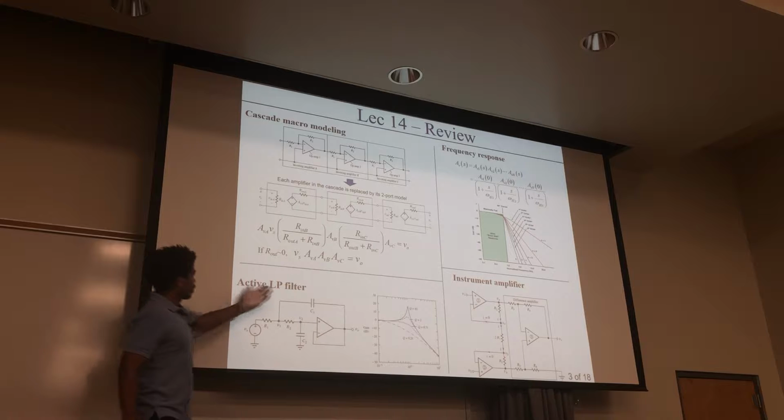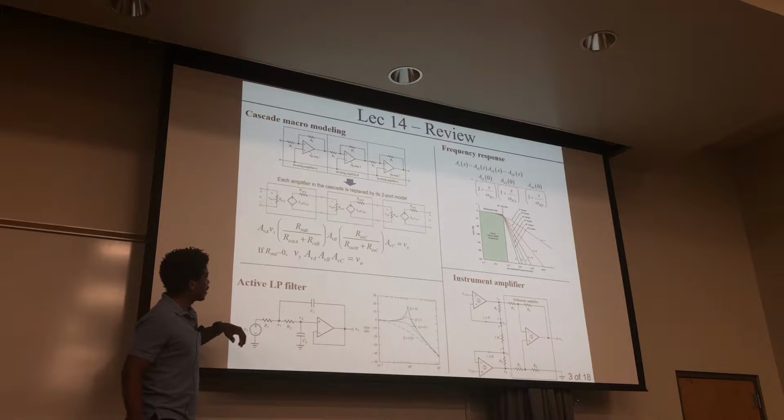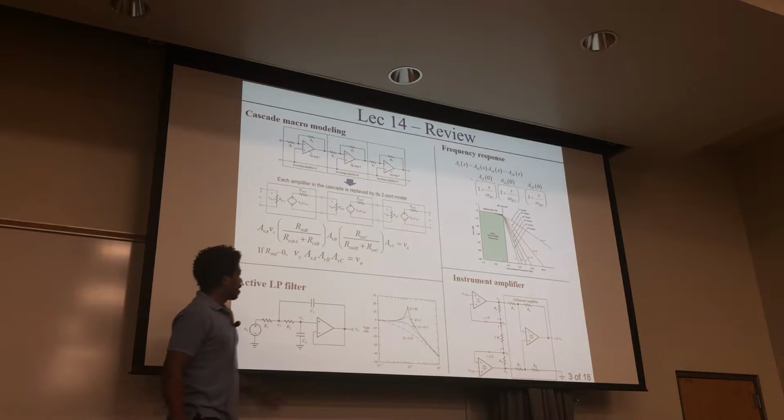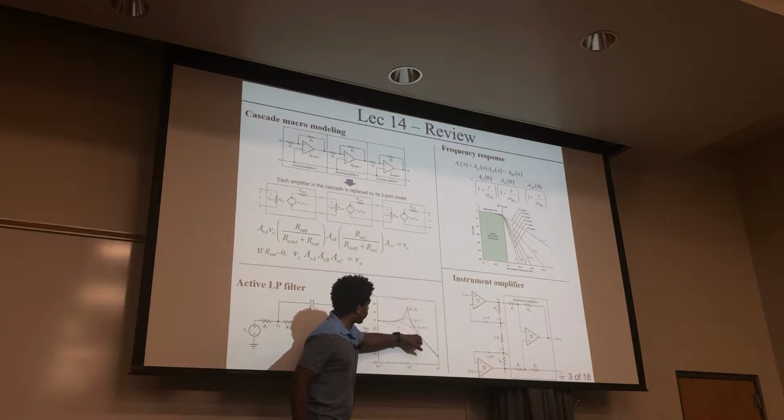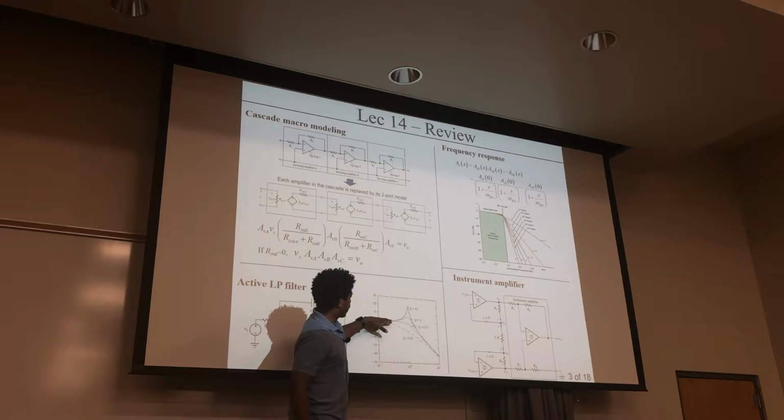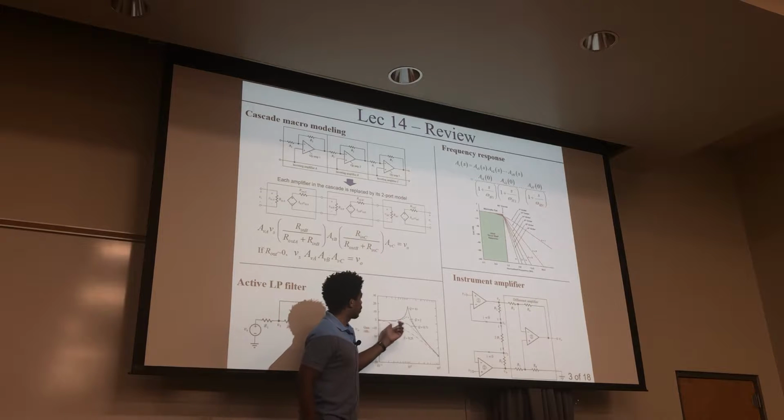For active filters, we looked at low pass. Today we'll look at high pass and also band pass and compare them to the low pass. But we start off with the low pass right here. This is the feature that we're looking for, where Q is around 0.71, which is like 1 over square root of 2. But it does have some peaking right here that can happen, and sometimes you might want to avoid that.